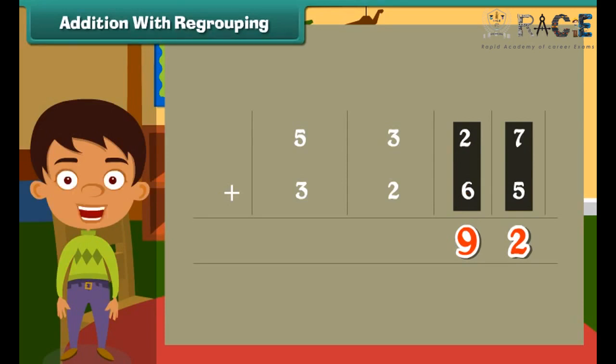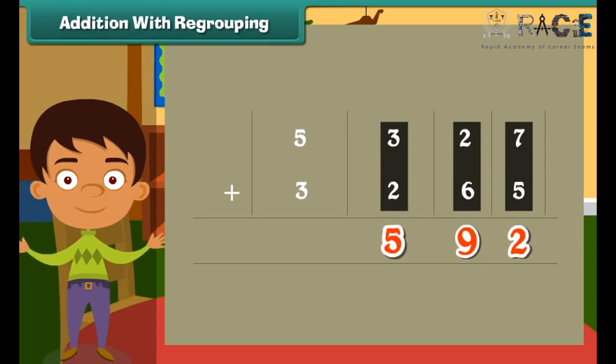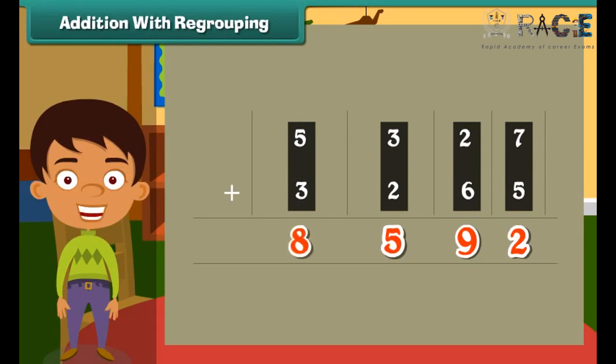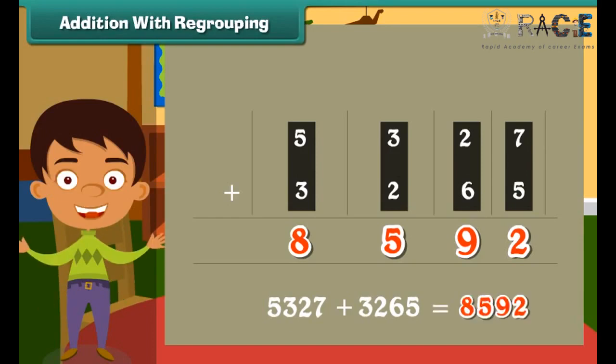Write 9 below in the tens line. Now we add hundreds. 3 plus 2 is 5. Write 5 below in hundreds line. Similarly, add thousands. We get the answer as 8. Therefore, addition of 5327 and 3265 is equal to 8592.